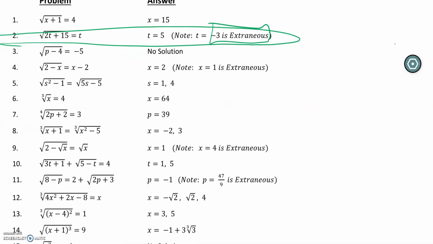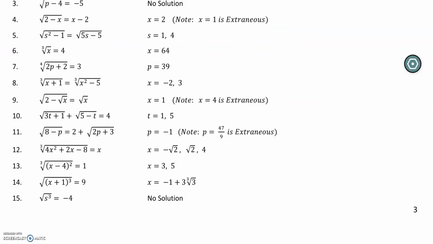Again, the answers are there for you. It's not about the answer. It's about the process of finding those answers, but it's a nice, good check for you.